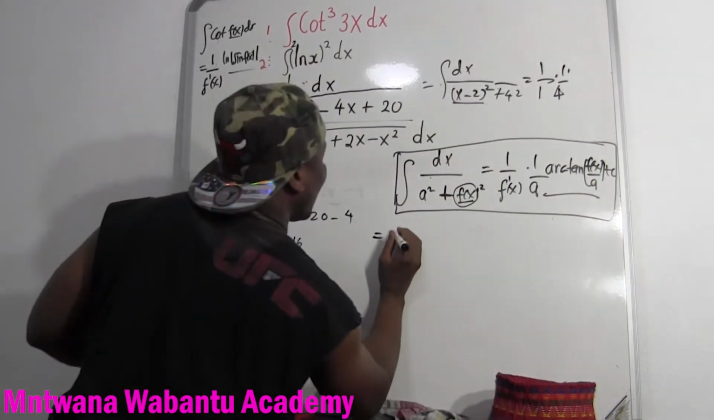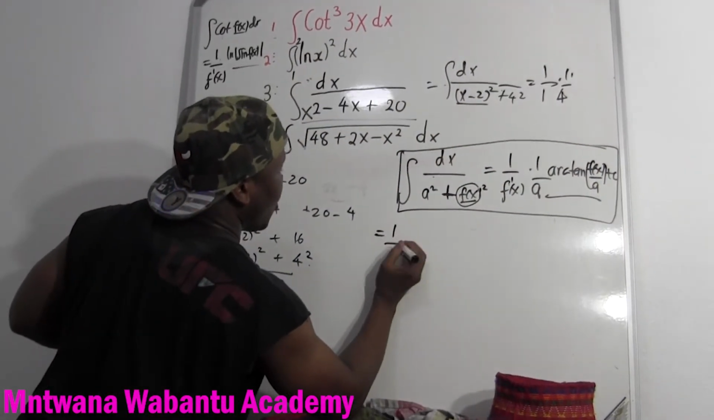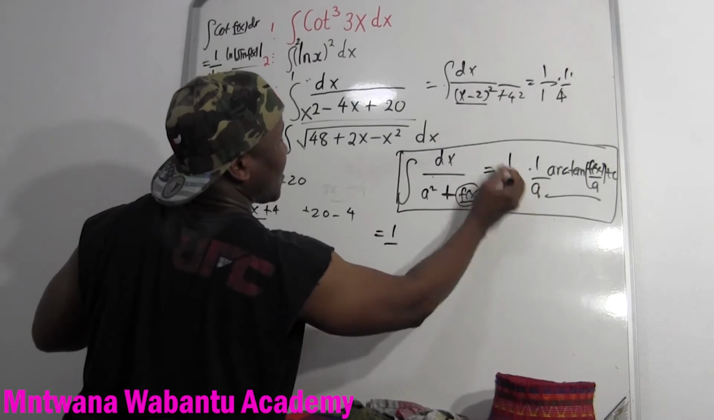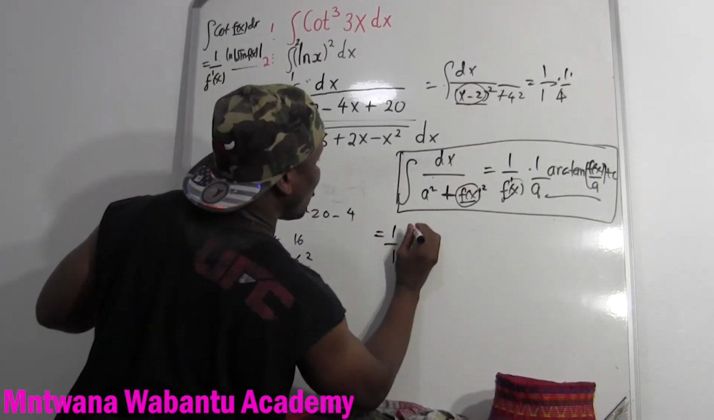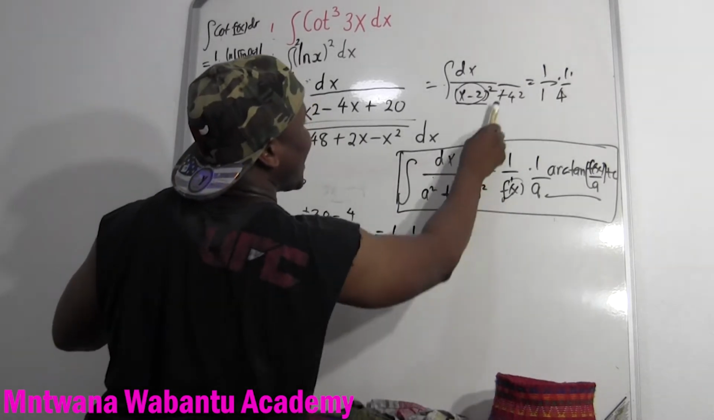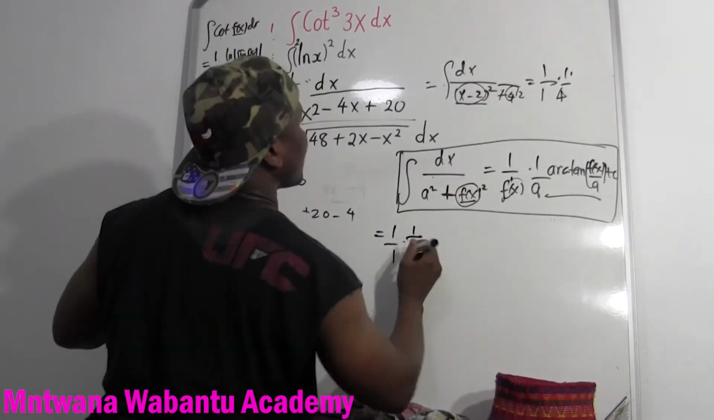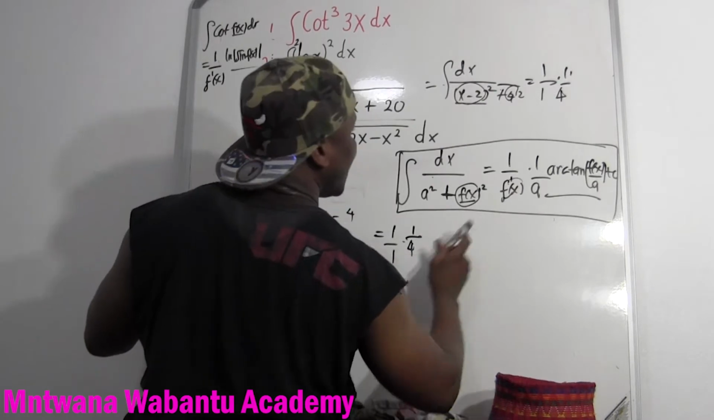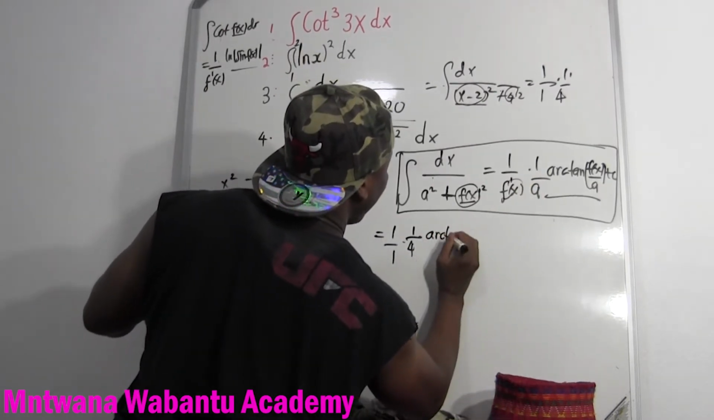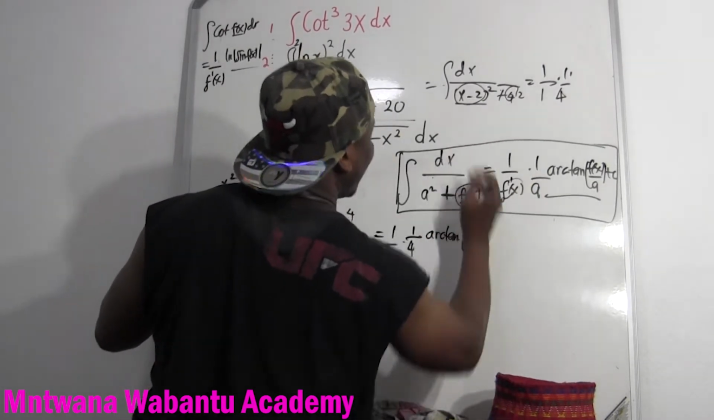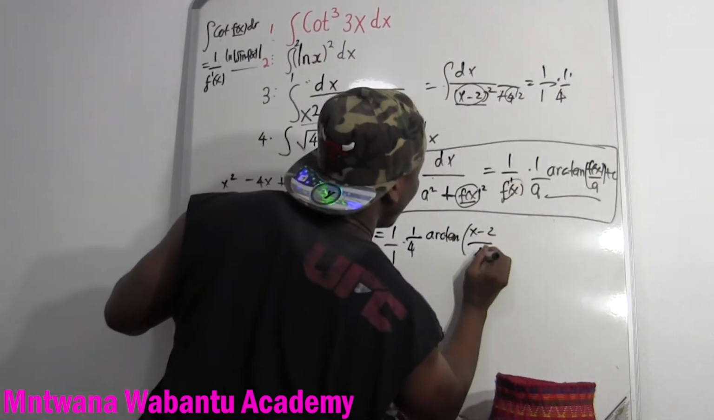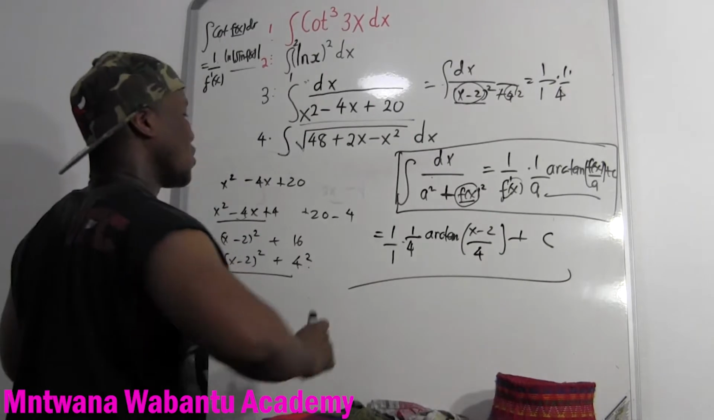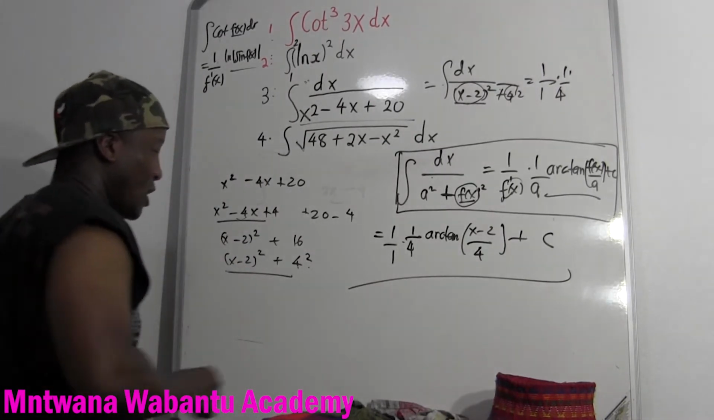Let me write here because the space is very small. So 1 over, differentiate the function. What is the function? x minus 2. When you differentiate x minus 2, you get 1. And then 1 over a. What is a? a equals 4. So now we say it equals arctan of f of x. f of x is x minus 2, and then over a. What is a? a equals 4. And then we plus constant because we don't have a limit. The question is done, okay?